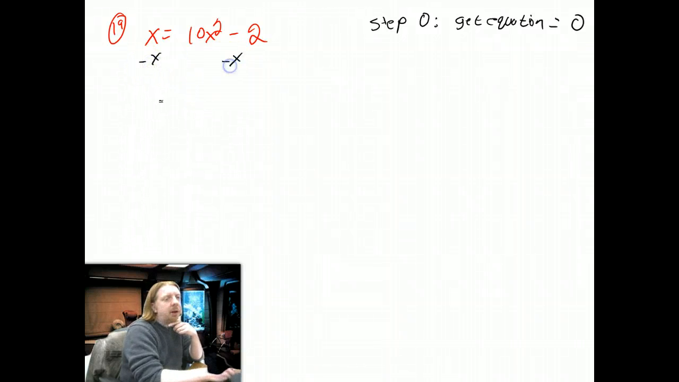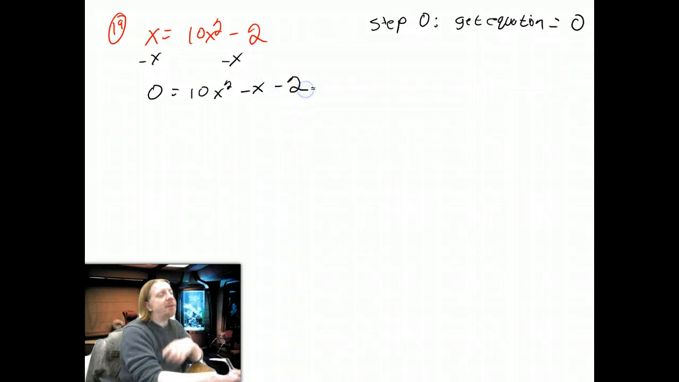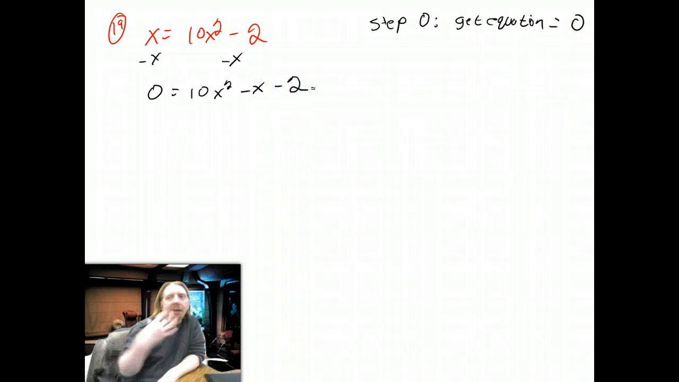Now the other thing I want to mention is students tend to just write this out straight in a straight line, go 10x squared minus 2 minus x. You want to write it in standard form because you're much more likely to be able to factor it easily if it's in the context you're used to.